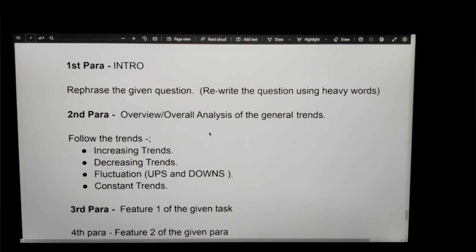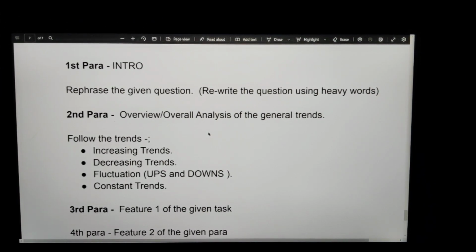In the second paragraph, the writing material depends upon the type of question we are asked. If we are given a table and we have to compare the two tables, then we'll formulate the increasing trends or decreasing trends or fluctuation where the ups and downs are there. Sometimes the situation may be at a peak and sometimes it can decline. So it totally depends upon the type of question.